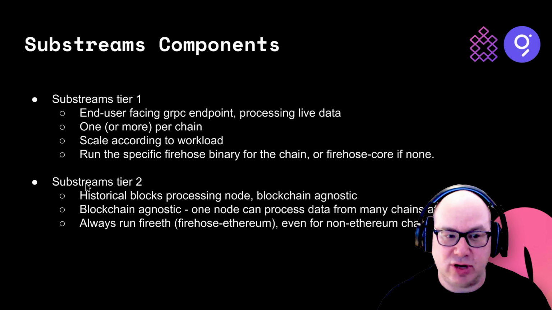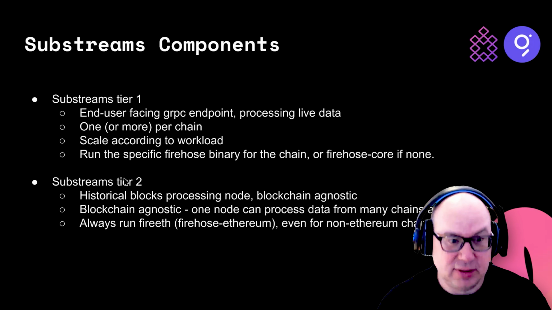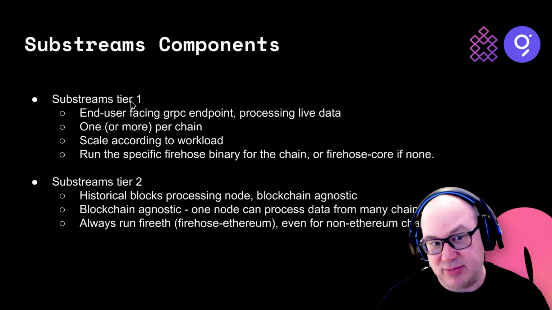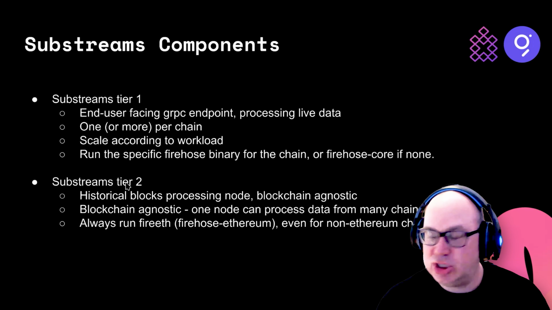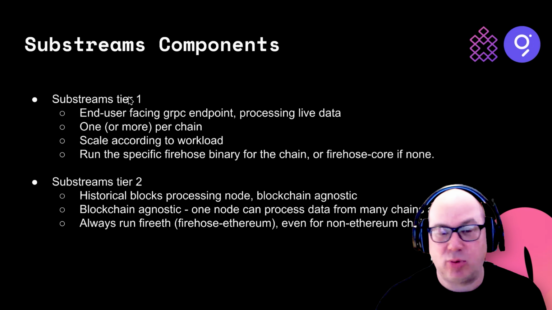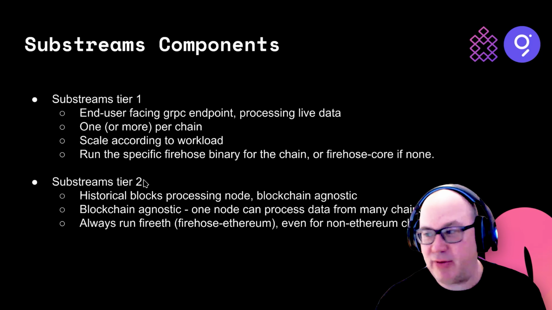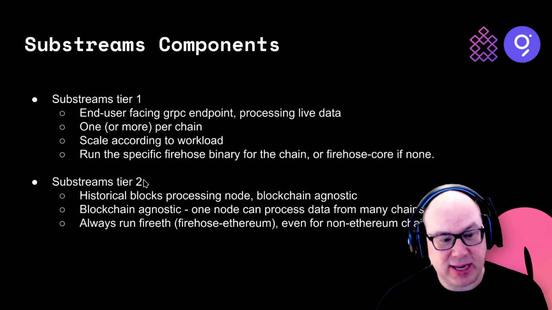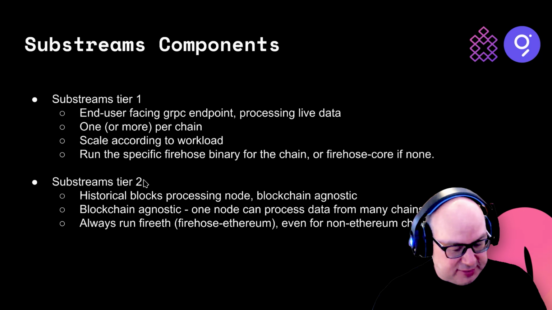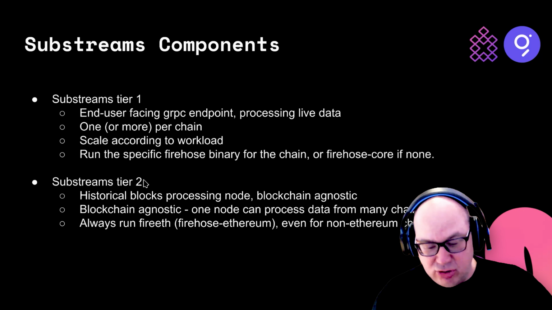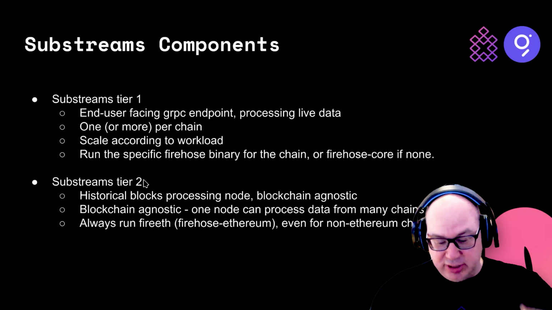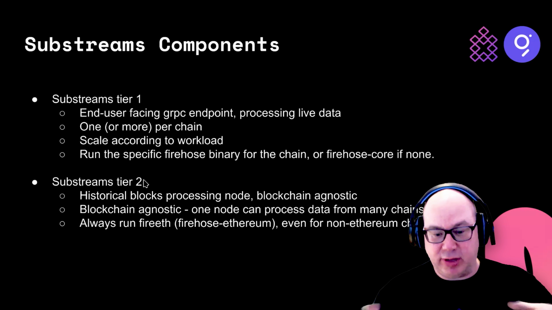Substreams tier 2, on the other hand, is very different. So you can run it like substreams tier 1, and you can tie one tier 2 node to each tier 1 if you want. However, that doesn't scale very well because of the load that substreams needs to process. At one point, you have a new subgraph on Ethereum, so it needs a bunch of tier 2 nodes to quickly process that.